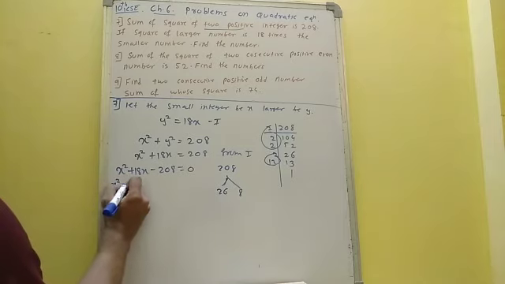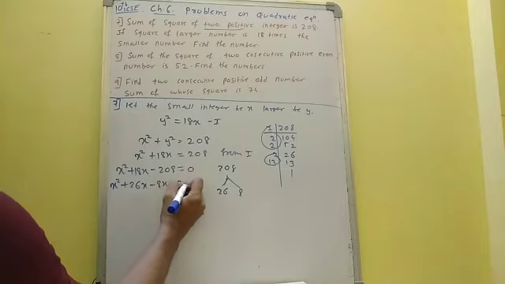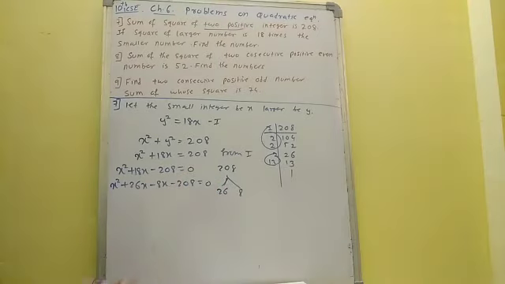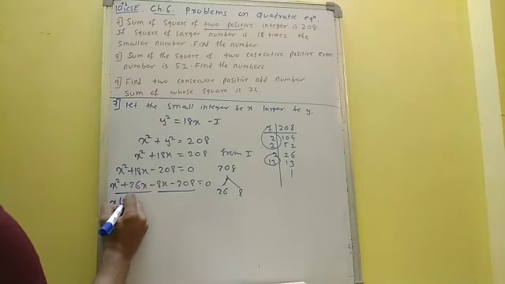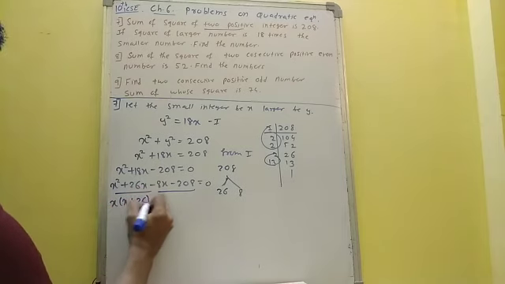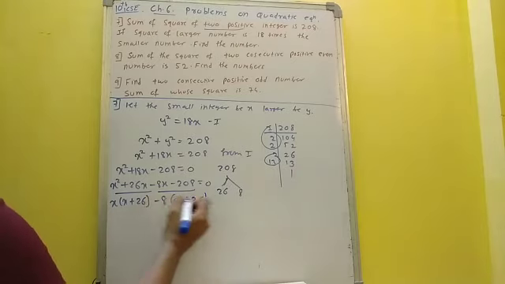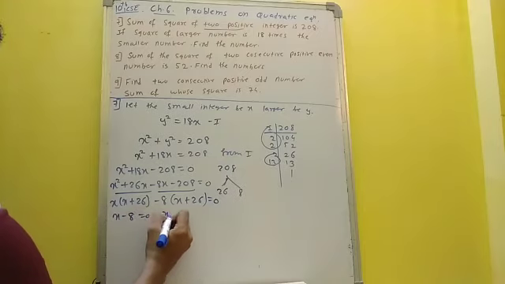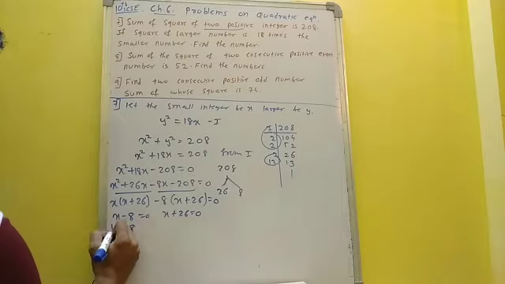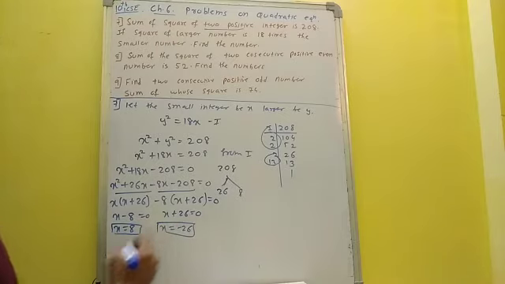So x square plus 26x minus 8x minus 208 is equal to 0. Okay. If I take x common over here, I have x plus 26. Here also x plus 26, taking minus 8 common, x minus 8 is equal to 0. X plus 26 is equal to 0. X is equal to 8 and x is equal to minus 26.